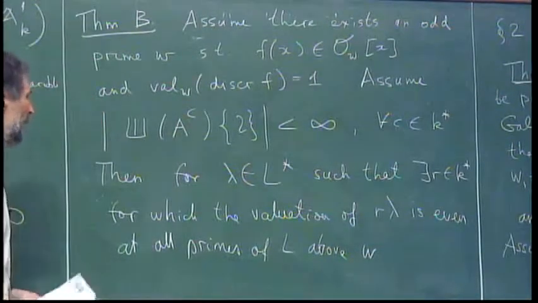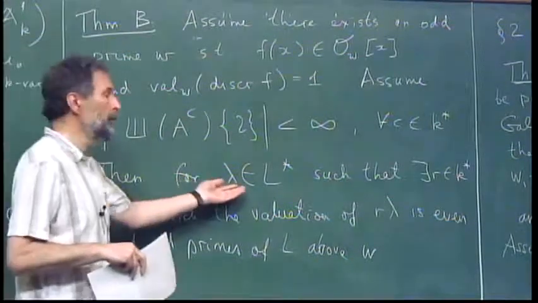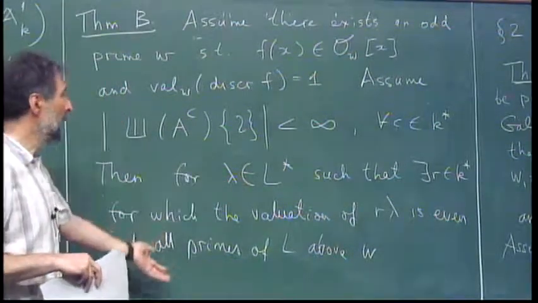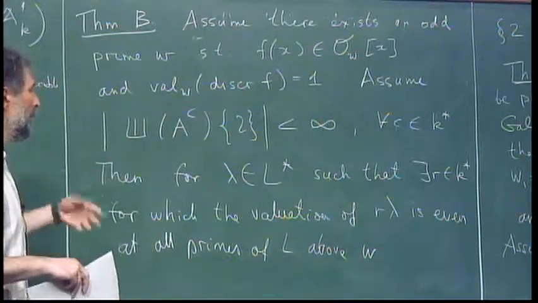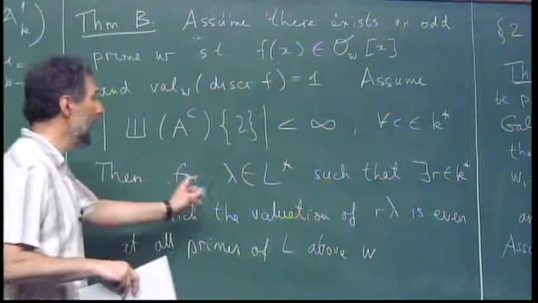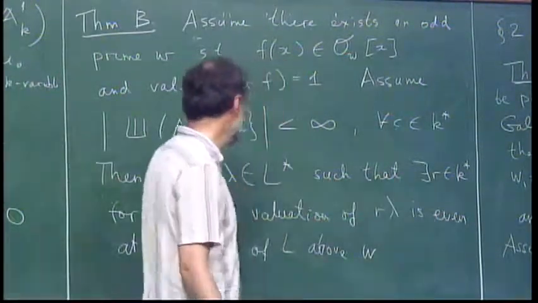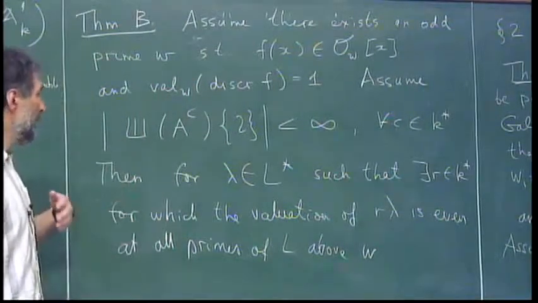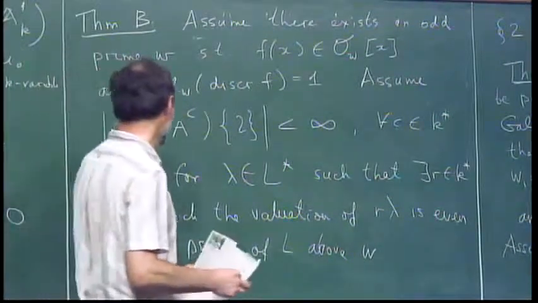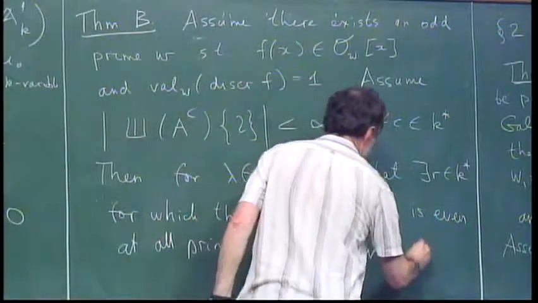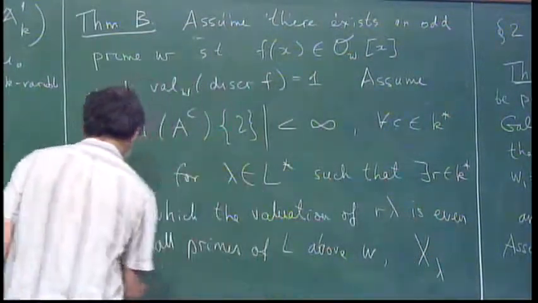Okay, unfortunately I can't prove the result for an arbitrary value of lambda, which I would like to. So there's a certain restriction. Well, it's not too bad somehow. Anyway, this says that I must have an element, so up to modifying my lambda by something coming from downstairs from the ground field, I have even valuation at all primes above the prime W mentioned here. So the conclusion says that x lambda satisfies the Hasse principle.